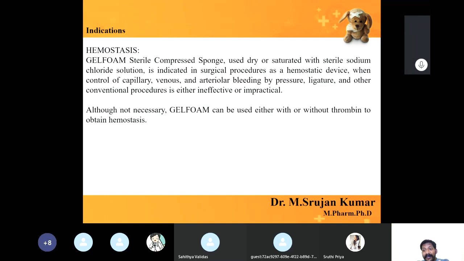Gel foam will be used in combination with thrombin. Thrombin is nothing but a coagulative substance. It helps in coagulation of the area. When it helps in coagulation of the blood, ultimately it results in clotting of the blood, thereby it will protect the patient. So normally gel foam can be used alone, sometimes it may be used in combination with thrombin also. This is an important point.